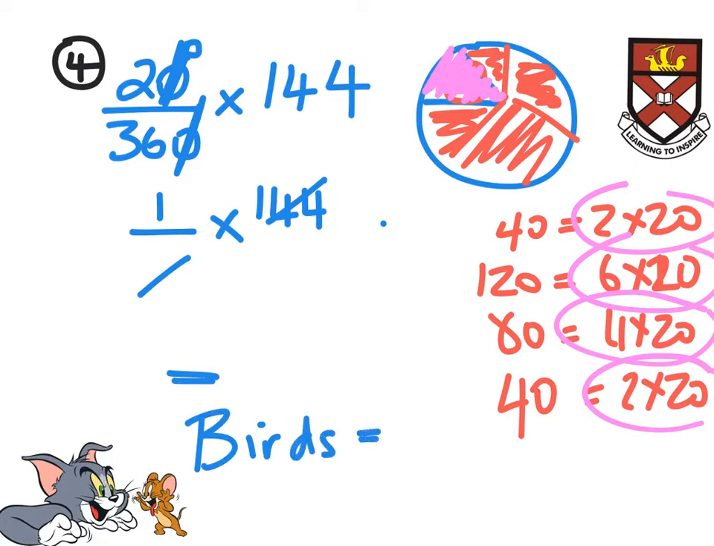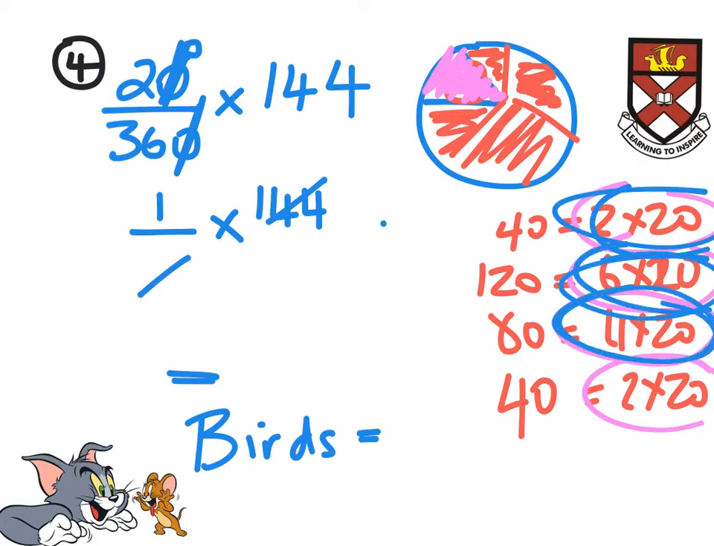And then to find out the cat, times it by 20. To find out the dog, times it by 6. To find out the rabbit, times it by 4. And to find out the fish, times that by 2.